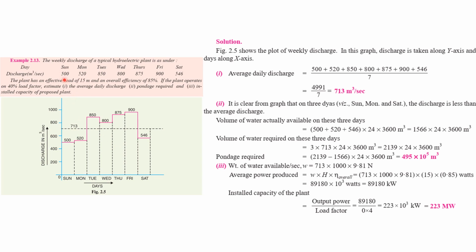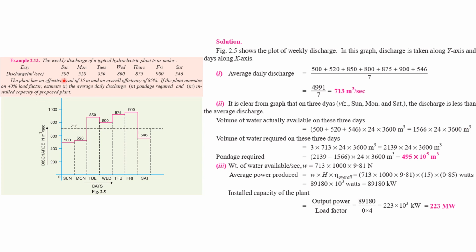So on Sunday the discharge is 500 meter cube per second or Qmax. On Monday it is 520 Qmax. On Tuesday it is 850 Qmax. On Wednesday it is 800 Qmax. On Thursday it is 875 Qmax. Friday 900 Qmax and Saturday 546 Qmax.